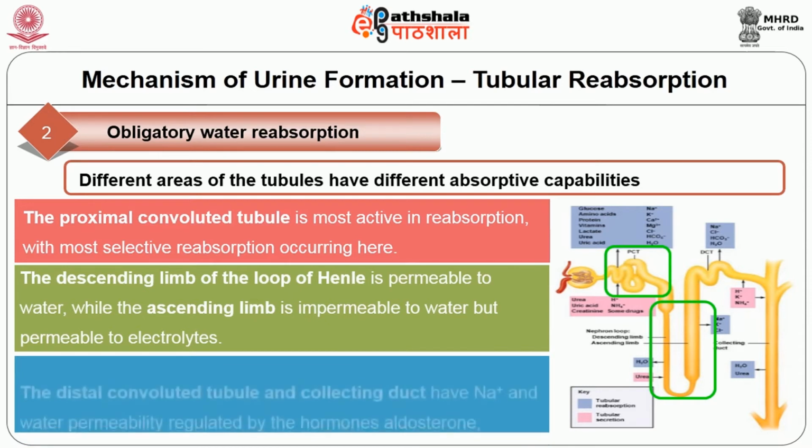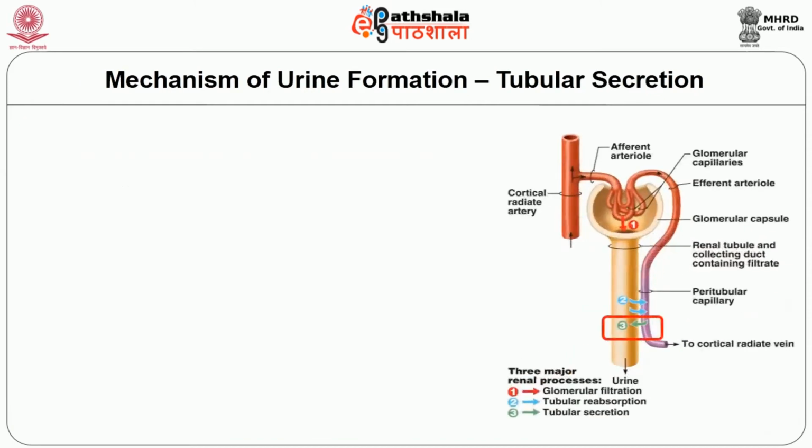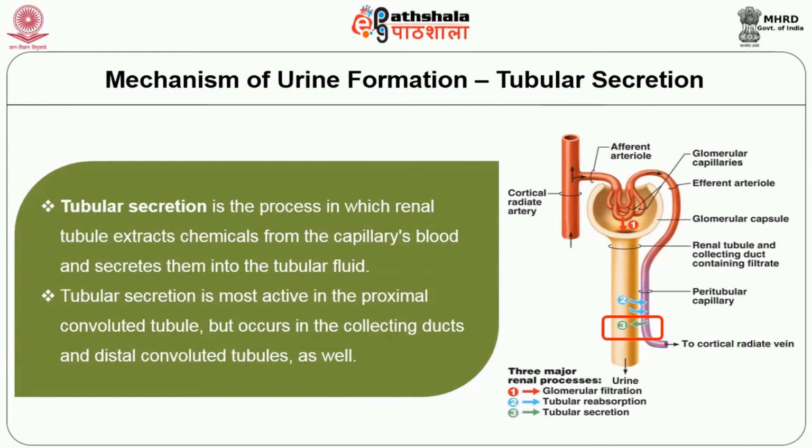The distal convoluted tubule and collecting ducts have sodium and water permeability regulated by the hormones aldosterone, antidiuretic hormone and atrial natriuretic peptide. After water and other substances leave the surface of the renal tubule, they are reabsorbed by the capillaries into the bloodstream. Tubular secretion is the process in which the renal tubule extracts chemicals from the capillary blood and secretes them into the tubular fluid.